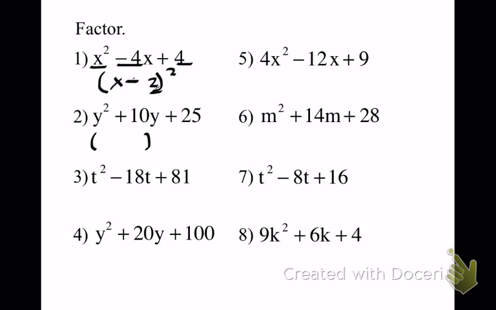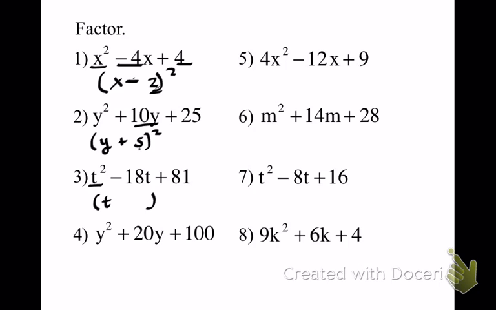Okay, now check your work. So we've got 25. The square root of 25 is 5. The square root of y squared is y. It's plus plus, so it has to be plus. I know that when I multiply my 5 and my y together times 2, I get the middle term, so that is correct. You can also double distribute out and see if you get it.